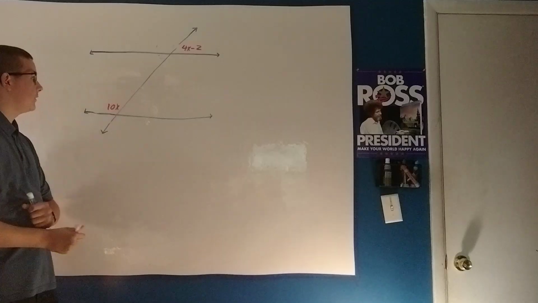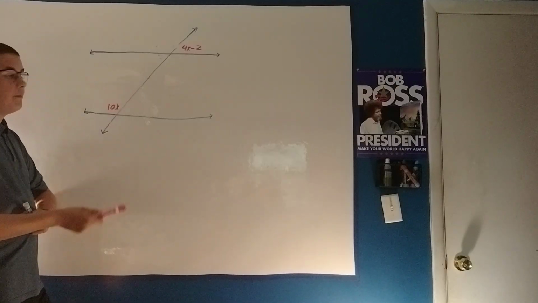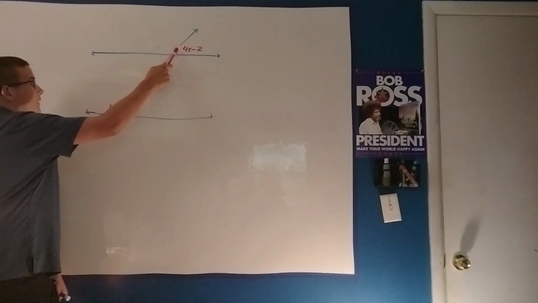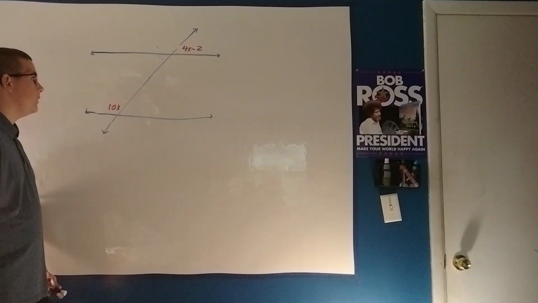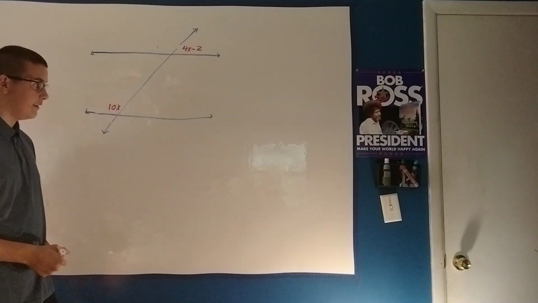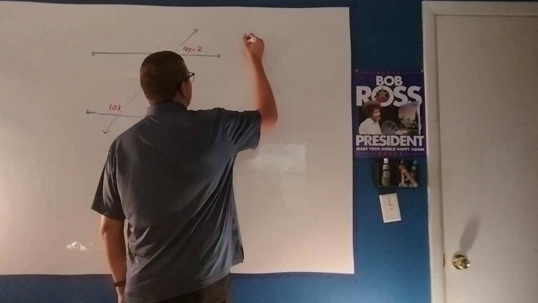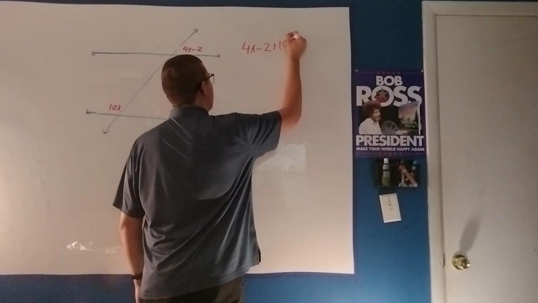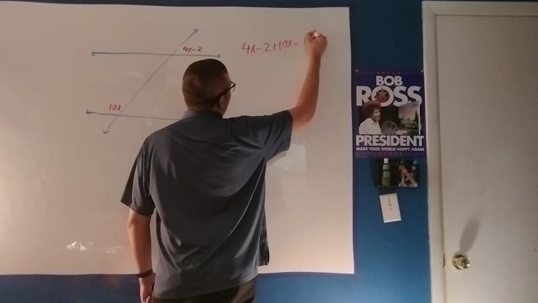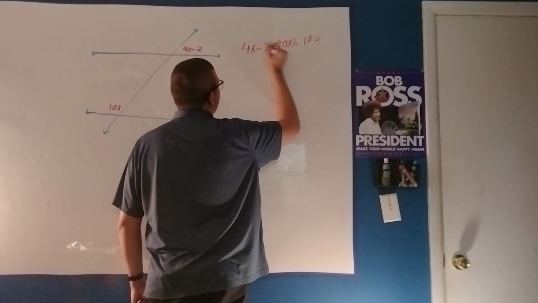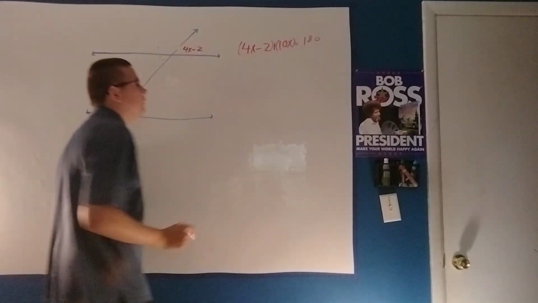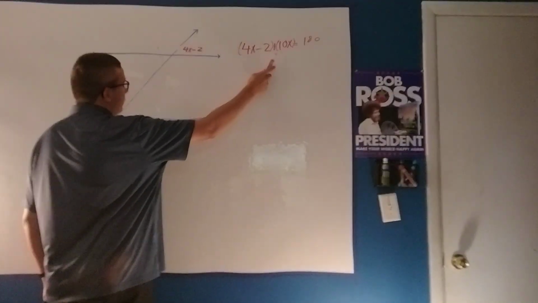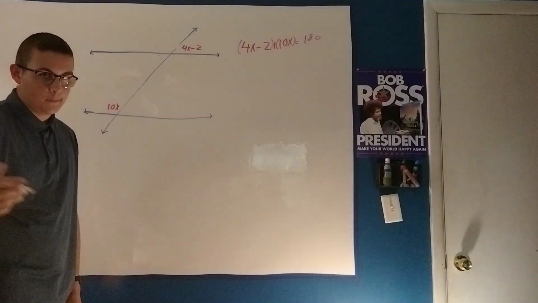So first, understand that this one would be the obtuse angle and this would be the acute angle, so they're going to be equal to 180 degrees when added together. So if we add them together, 4x minus 2 plus 10x equals 180. And let me put those in parentheses so you can better see where the angles would be. We have (4x minus 2) and (10x) equals 180.